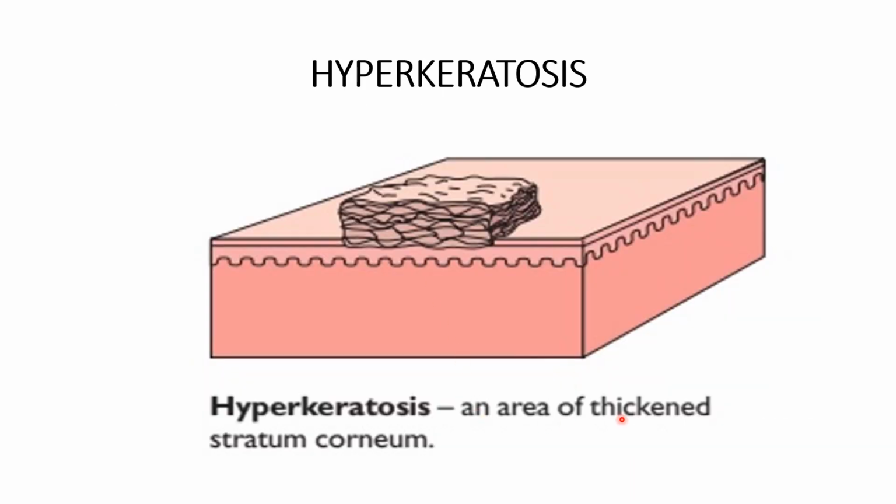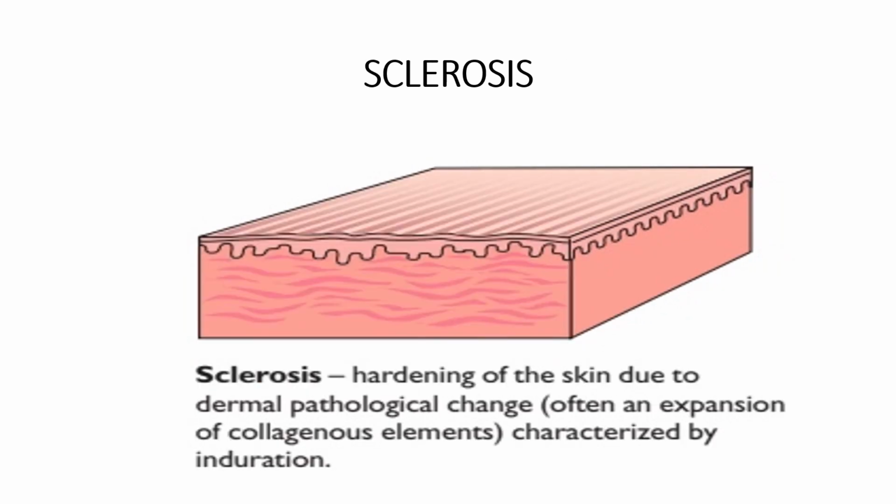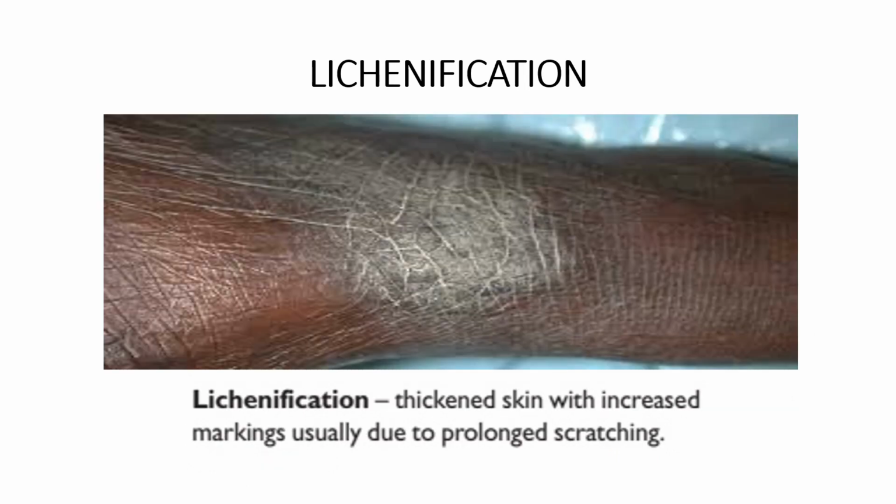Hyperkeratosis, an area of thickened stratum corneum, is known as hyperkeratosis. Thickened stratum corneum is known as hyperkeratosis. Sclerosis, hardening of skin due to dermal pathological changes characterized by induration, is known as sclerosis. Lichenification, thickened skin with increased markings, usually due to prolonged rubbing. This is lichenification.